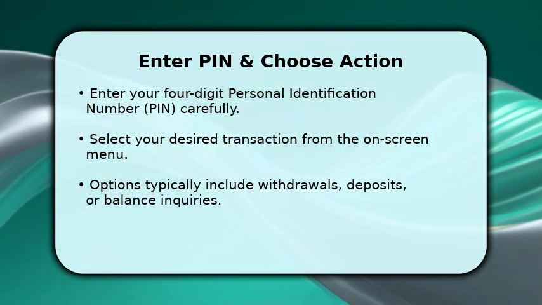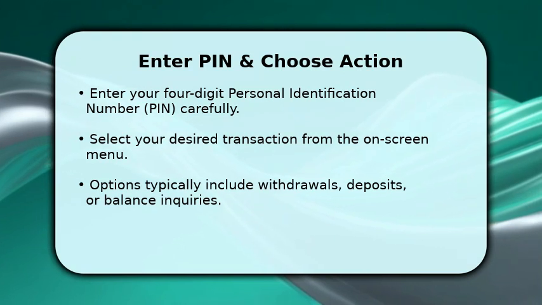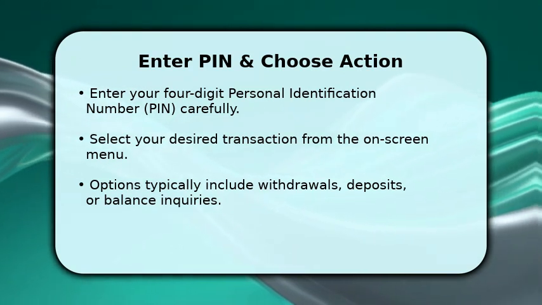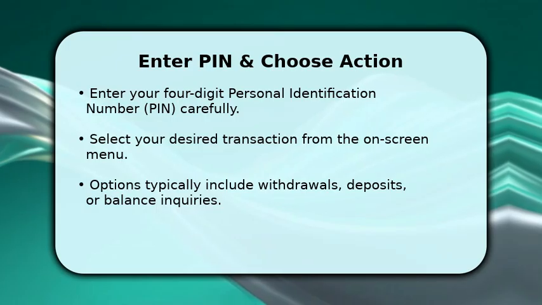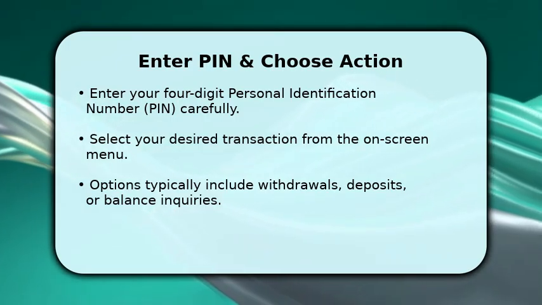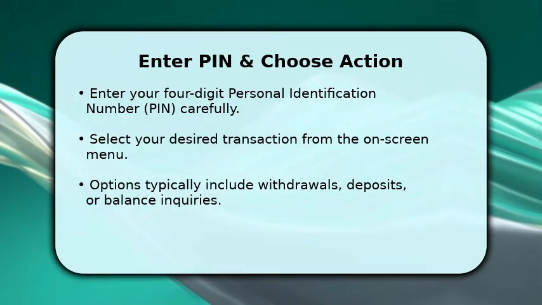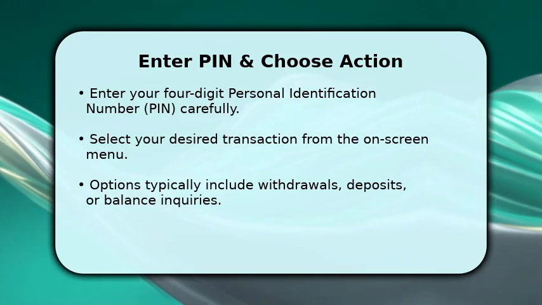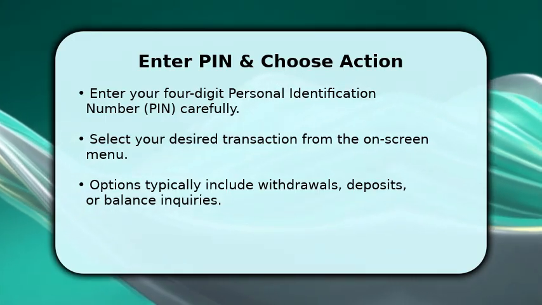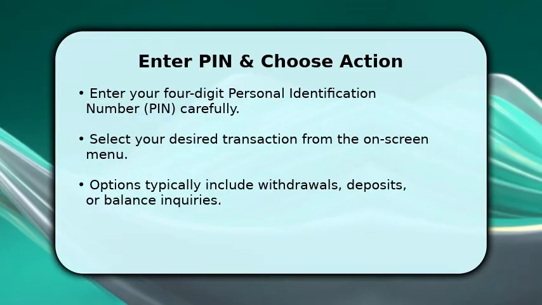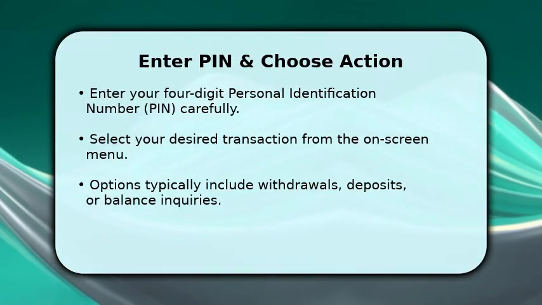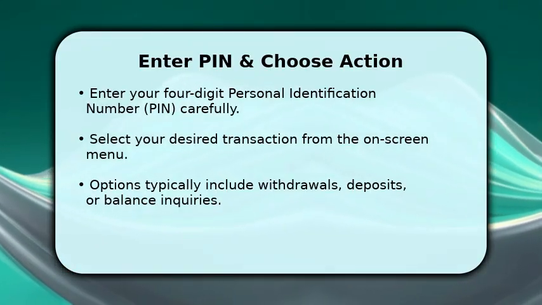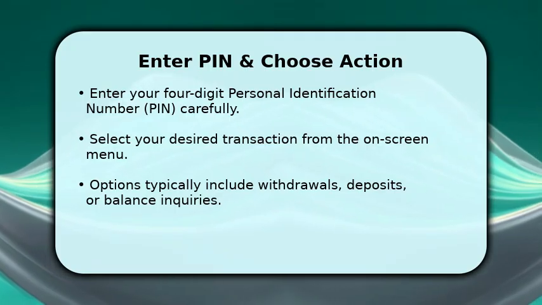After your card is read, the ATM will prompt you to enter your 4-digit personal identification number, or PIN. Use the keypad provided, ensuring no one can see your entry. Once your PIN is accepted, a menu will appear. Here, you can choose from common actions like withdrawing cash, making a deposit, or checking your account balance. Select the option that best suits your needs.